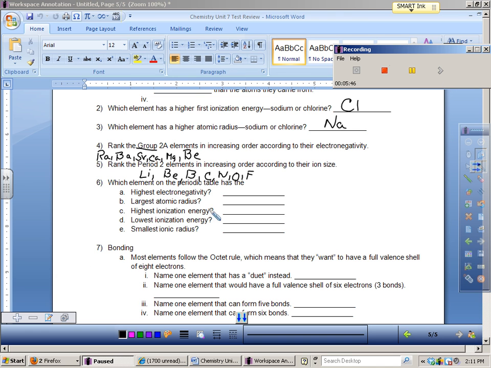Okay, which element on the periodic table has highest electronegativity? In this case, fluorine. If you look at your electronegativity table, it's 3.98. Remember that our noble gases have an electronegativity of exactly 0. Largest atomic radius is going to be lower left. That will be francium.